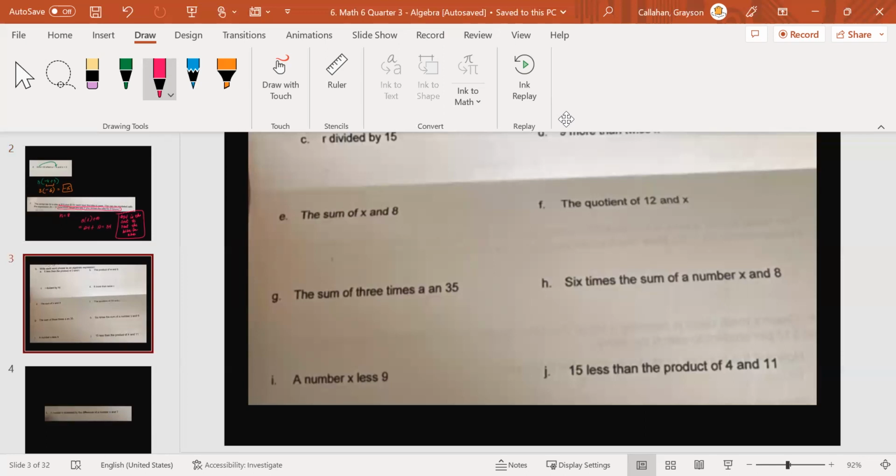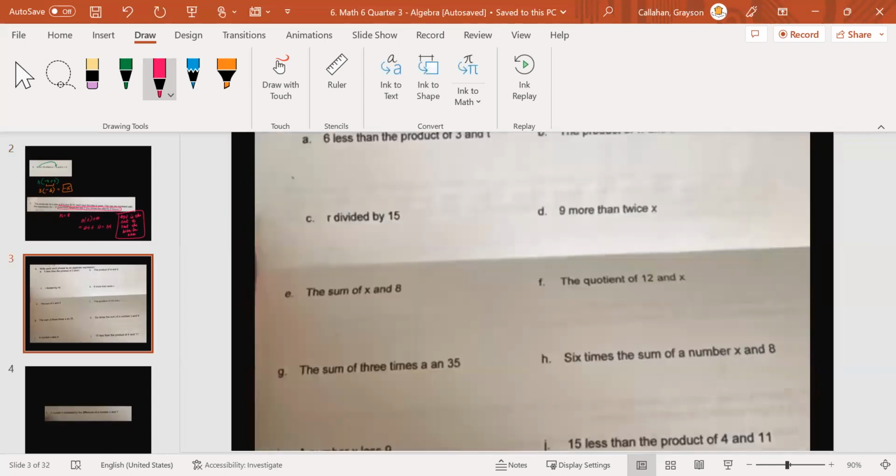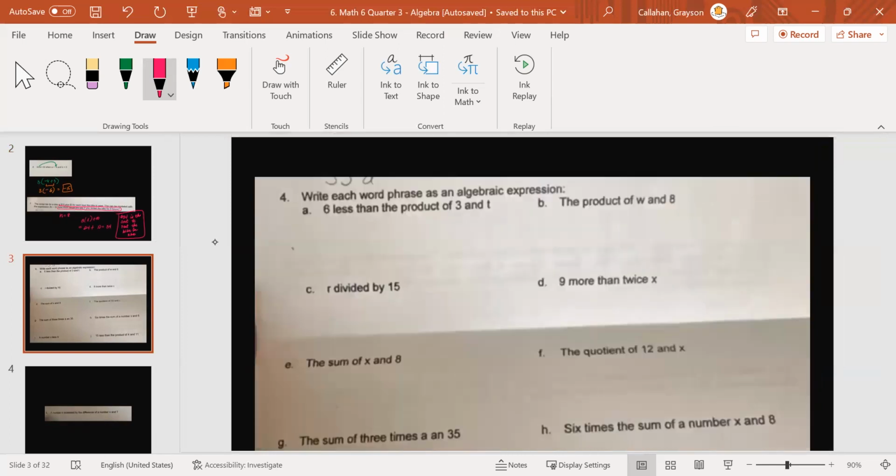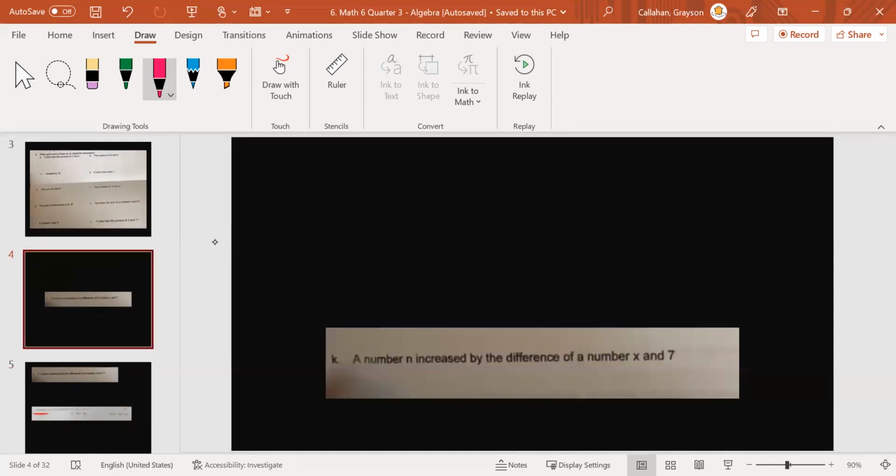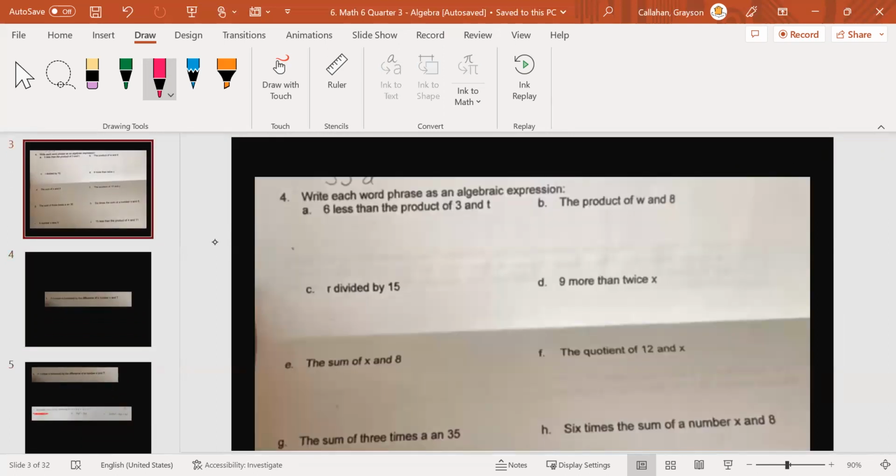Next one. This is for week 7, Wednesday, Math 6, quarter 3, semester 2 on algebra. Okay, go for it. A, what's your answer?